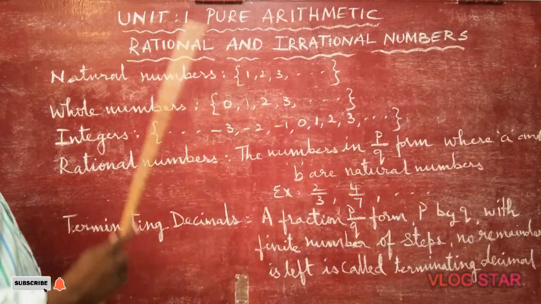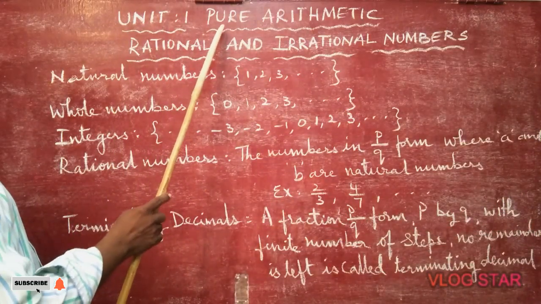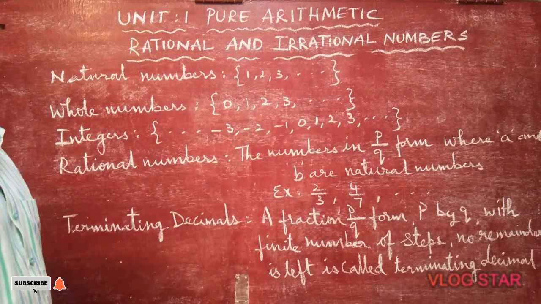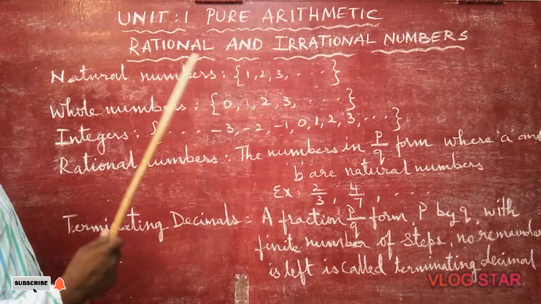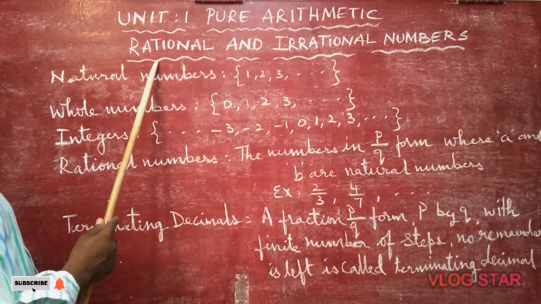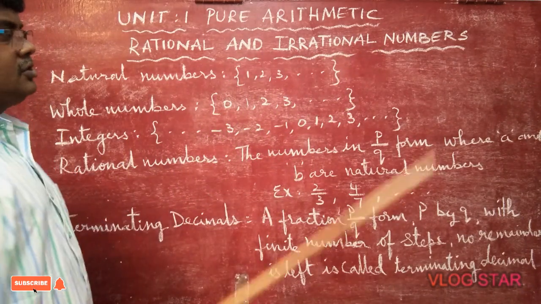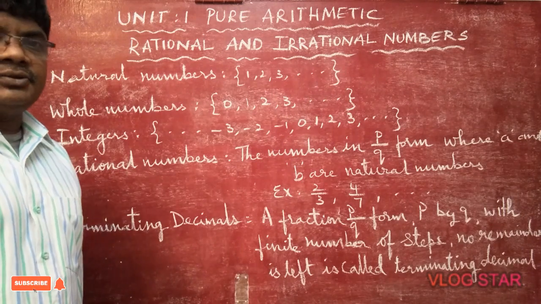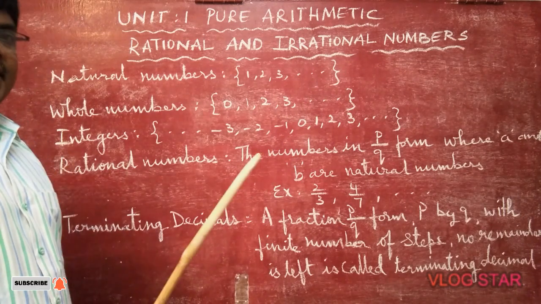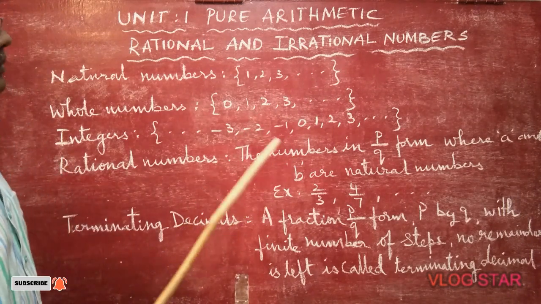Hi students, Unit 1, Pure Arithmetic. The unit name is Pure Arithmetic. In that we are going to learn rational and irrational numbers. First of all, what are numbers? I'll teach you. Already you know, but once again, revision, recap.